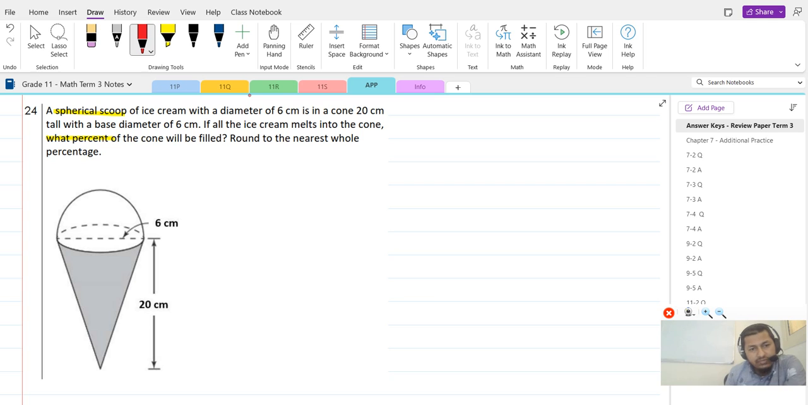Let's see. So first we'll work out the volume of the cone, right? Volume of the cone is 1 over 3 pi r squared times height, because the cone peaks, so 1/3. Volume of a cylinder is pi r squared times height. Remember, you can fit 3 cone volumes in a cylinder. So let's calculate the volume, 1/3 pi. What's the radius here? Remember, the diameter is 6, so the radius is 3, and the height of the cone is 20.